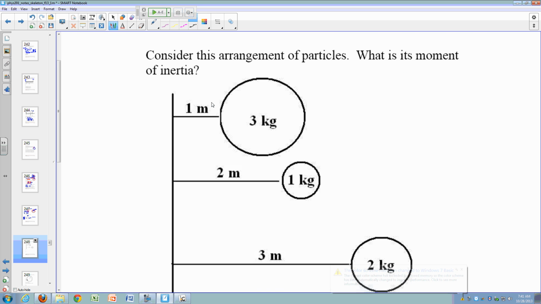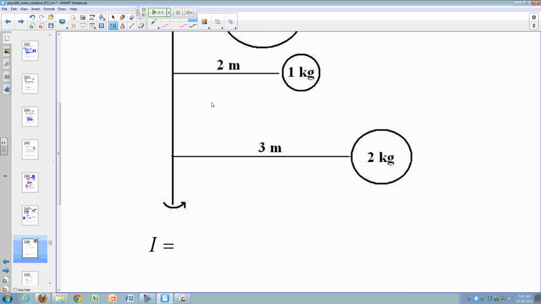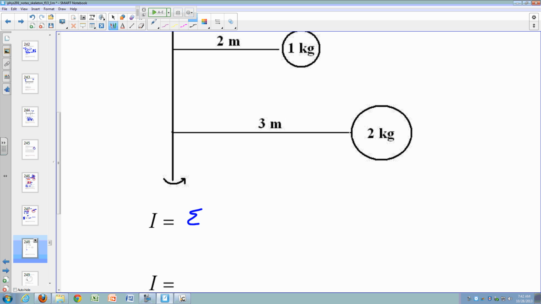Now, first off, if I just have discrete particles like this, particles that are rotating around an axis, they're just rotating around that axis, and I want to know its moment of inertia. Remember, our basic definition for the moment of inertia is that I is equal to the sum of mr squared.